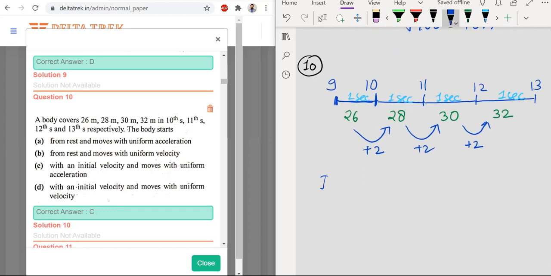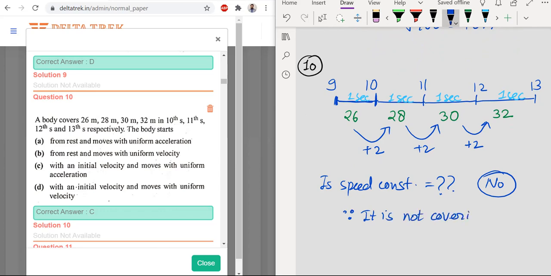So you see, is the speed constant? No. Why? Because if the speed were constant, it must have covered the same distance. So is the speed constant? No, because it is not covering the same distance each second.